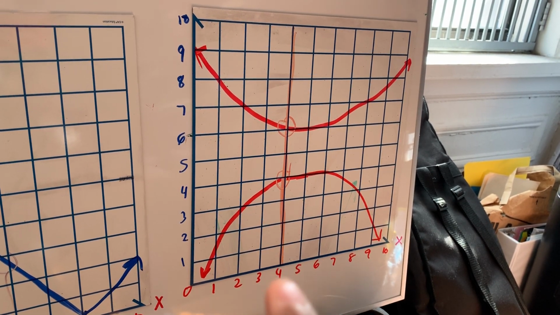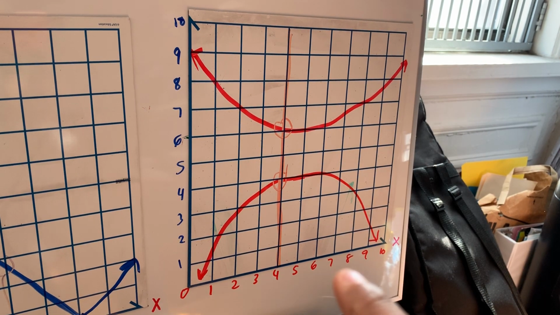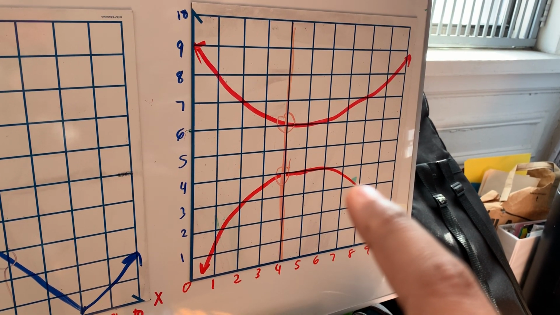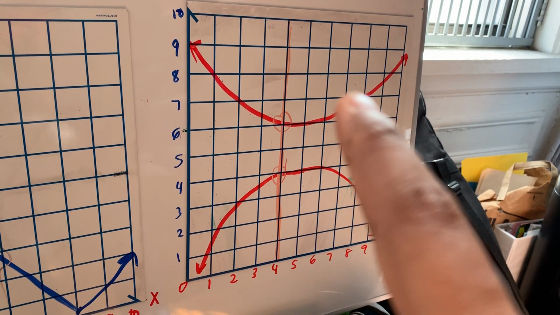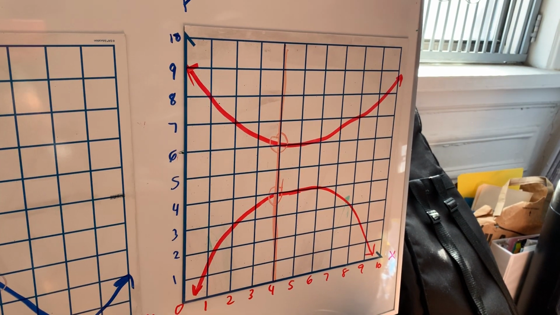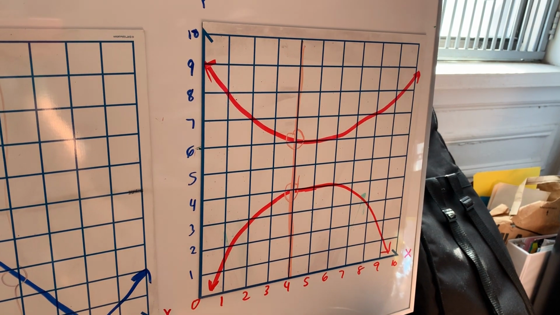I could do the same thing. I can draw a vertical line at 8, and I notice that at 8, I have this output, 3, and for input 8, I have this output, 7, which again fails the definition of a function.